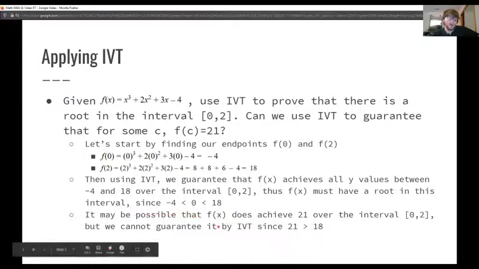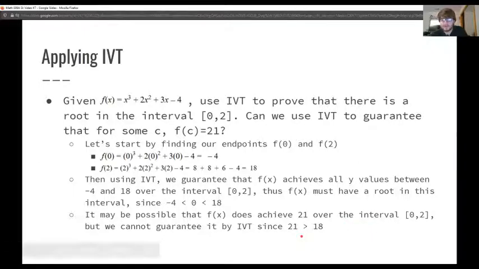It may be possible, this is for part 2, that f(x) does achieve 21 over the interval [0, 2], but we can't guarantee it by IVT, since 21 is outside of this boundary we've created from -4 to 18. So we can't rule it out altogether that we won't hit 21 ever in this interval, but IVT only guarantees things between -4 and 18, right?